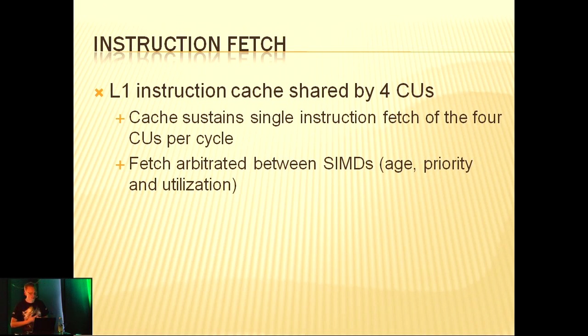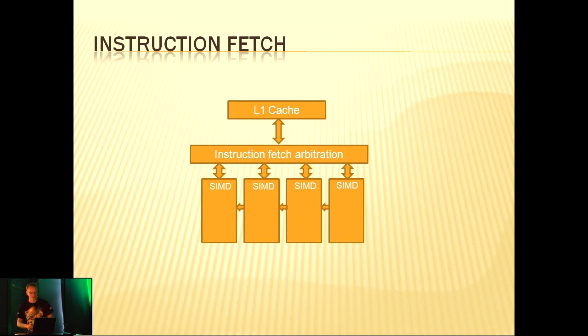I have a few numbers about the instruction cache, if someone's interested. It's 32 kilobytes in size. It's four-way associative and backed by an L2 cache. Each cache line is 64 bytes long and typically holds 8 instructions. It uses least recently used eviction, so it's going to evict the cache lines that have not been recently used. Here you have a diagram of what's happening. It chooses each one of those SIMDs to do the fetching, and does that from the L1 cache.